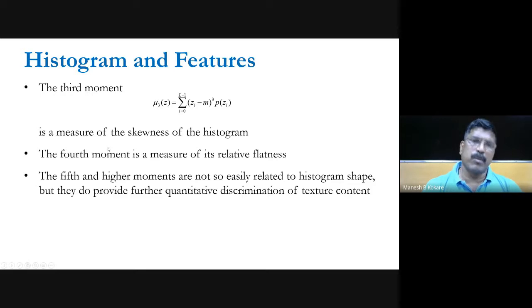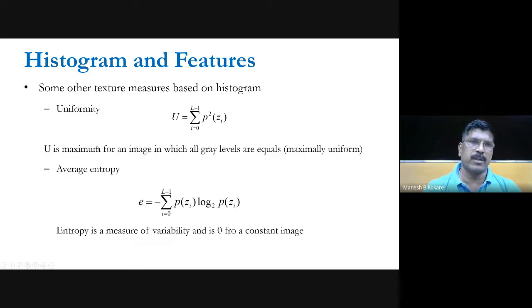So from the histogram you can obtain various moment features, and those features can be used to describe the texture. Some other texture measures used on the histogram are, for example, uniformity. You can calculate the uniformity U, which is given by the summation i equal to 0 to L minus 1 of p square, the probability square of Zi. This will be maximum for an image in which all gray levels are equal, or maximally uniform.